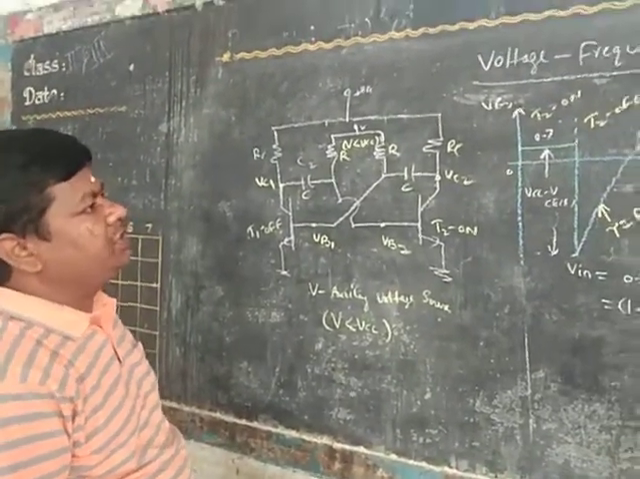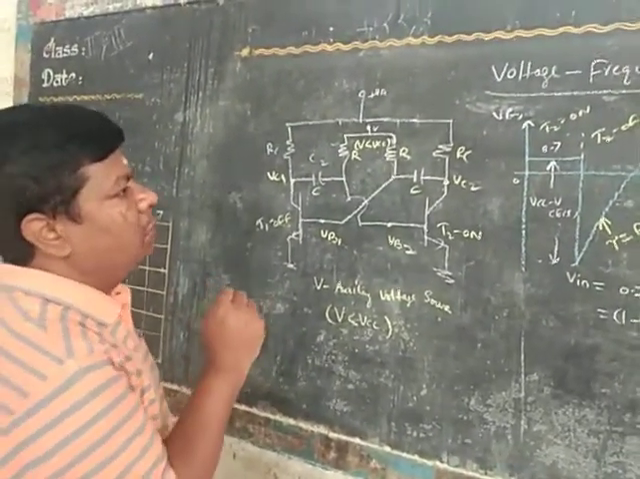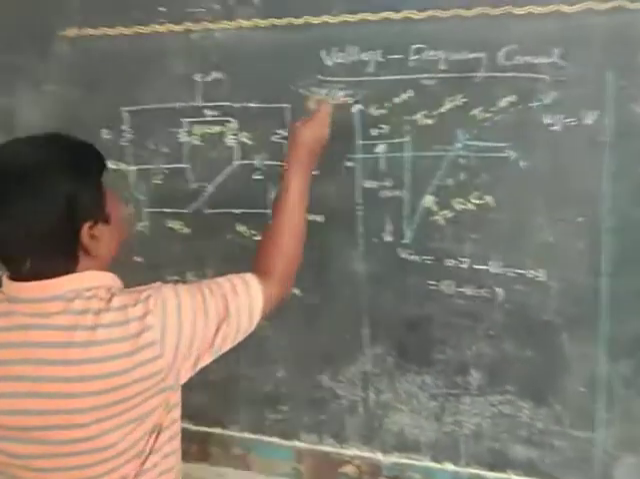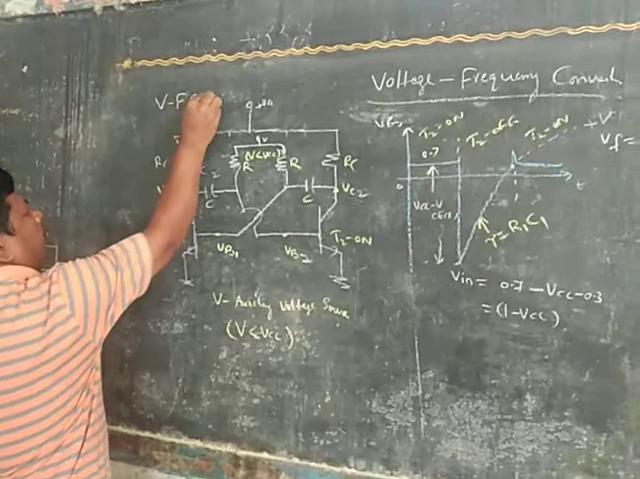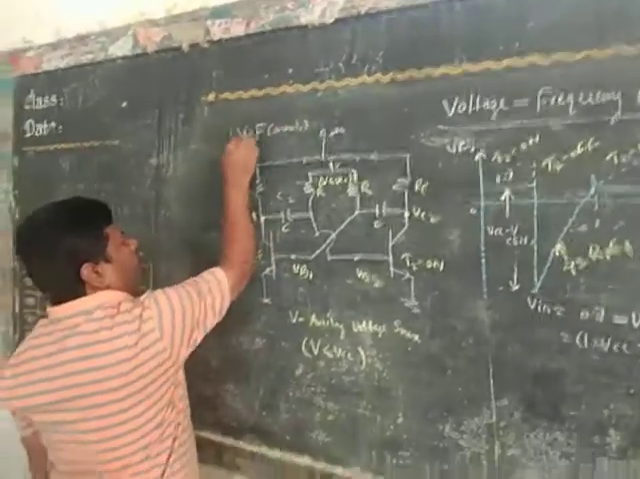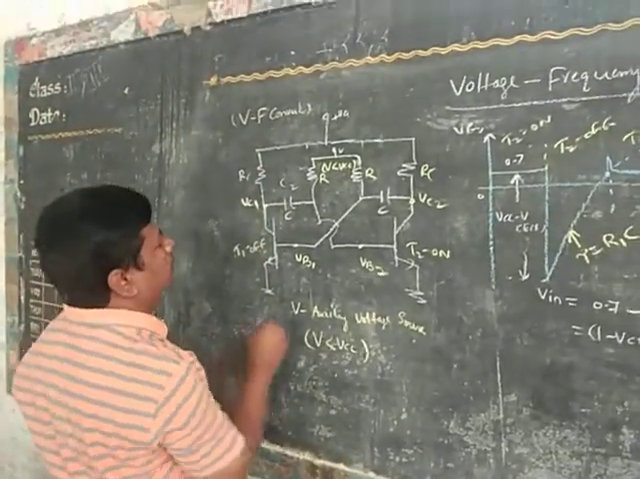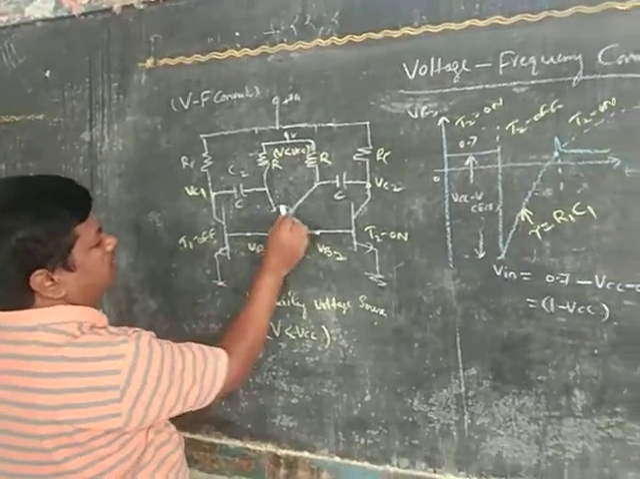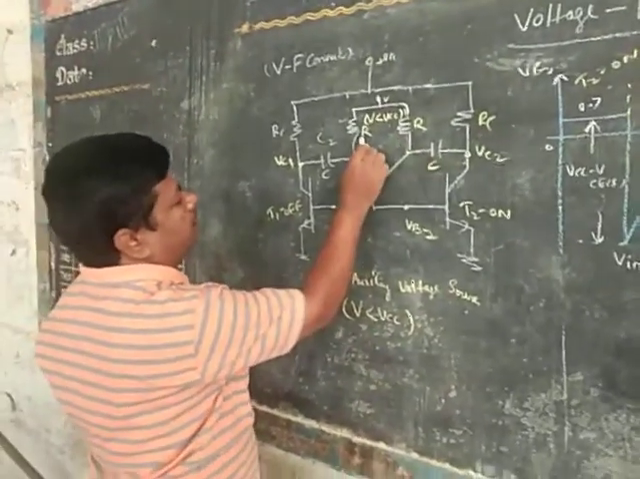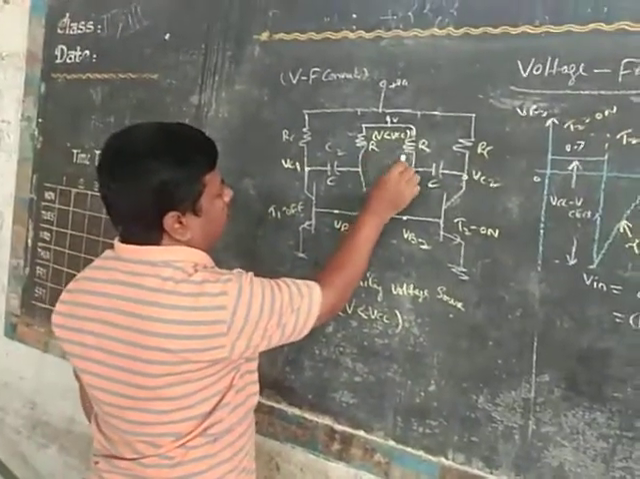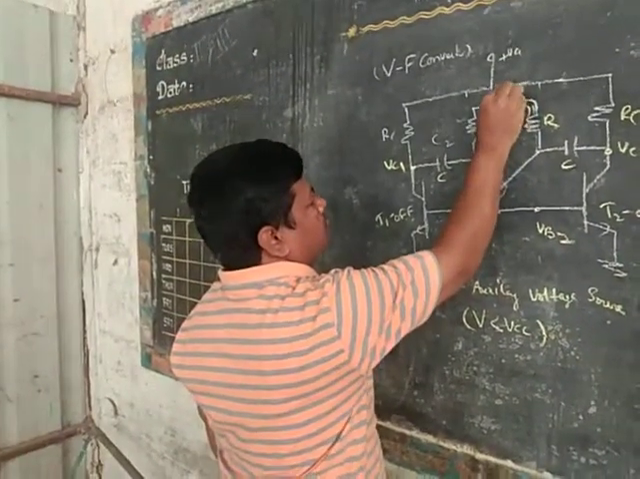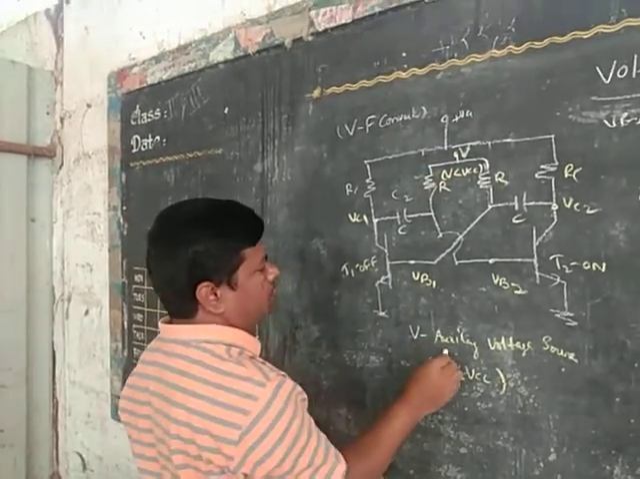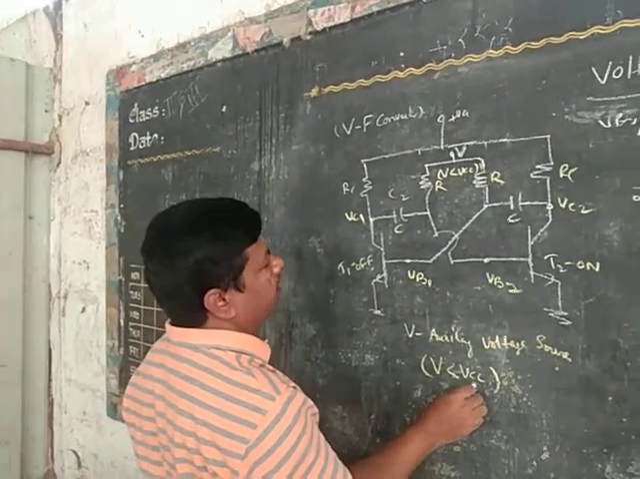Another important application of the astable multivibrator is the voltage to frequency converter. It is simply written as V to F converter. Here observe the circuit, there is a small change in the circuit. Here two resistors, again R1 is equal to R2 is equal to R. These two are connected to some arbitrary voltage source V. How to choose V: always less than VCC.